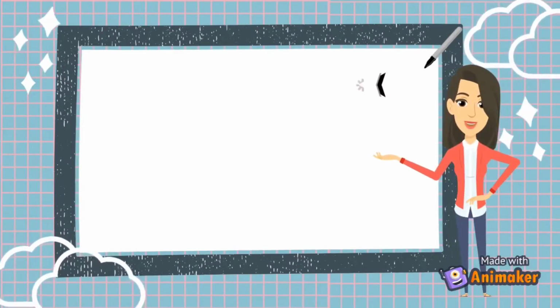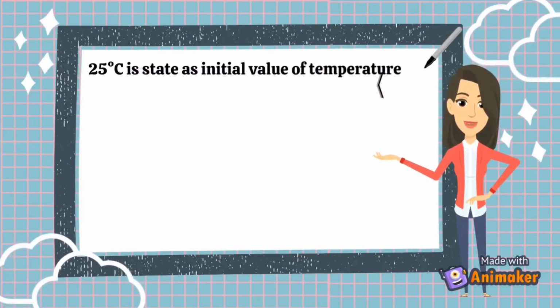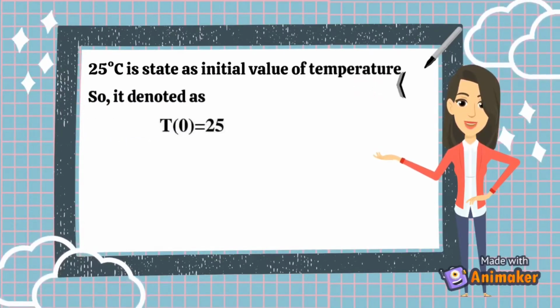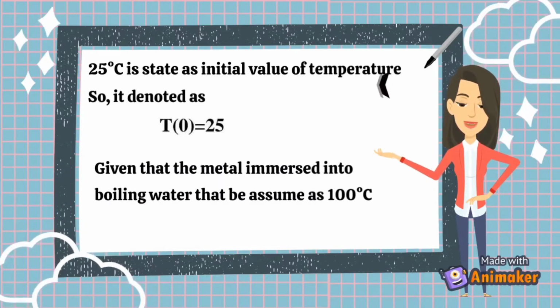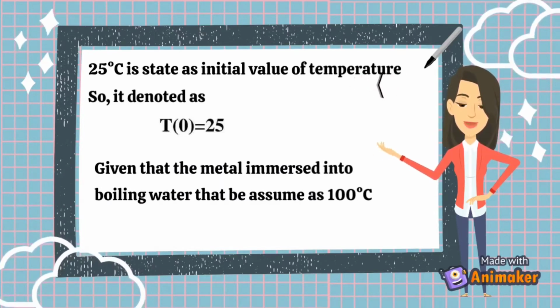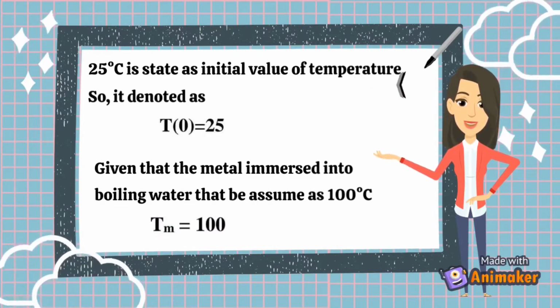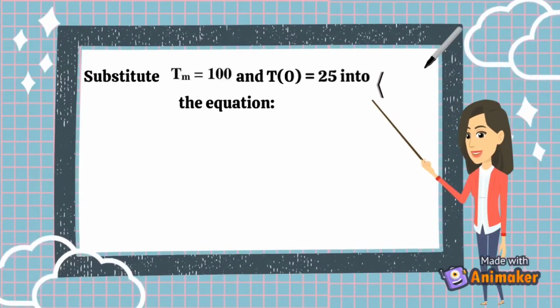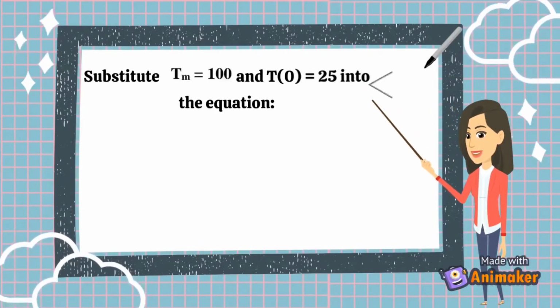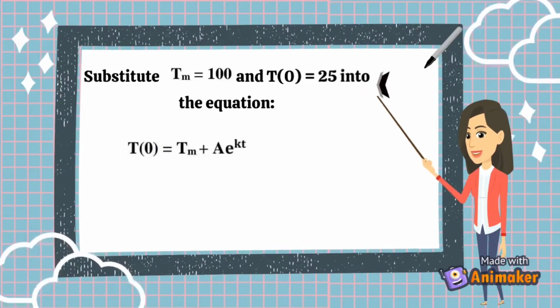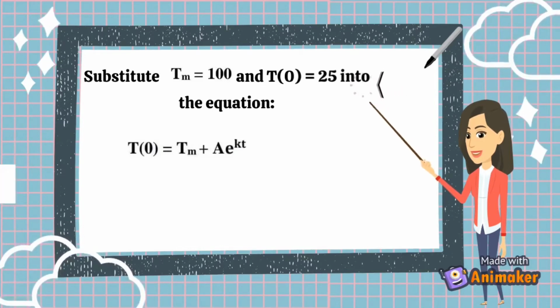From the equation given, we know that 25 degrees Celsius is the initial temperature and denoted as T0 equal to 25, where T is the temperature. Then given that the metal immersed into the boiling water that we assume as 100 degrees Celsius. So here Tm, where the temperature surrounding the medium, is 100 degrees Celsius. From the information gained, substitute Tm equal to 100 and T0 equal to 25 into the equation, where T equal to Tm plus a e to the power of kt.